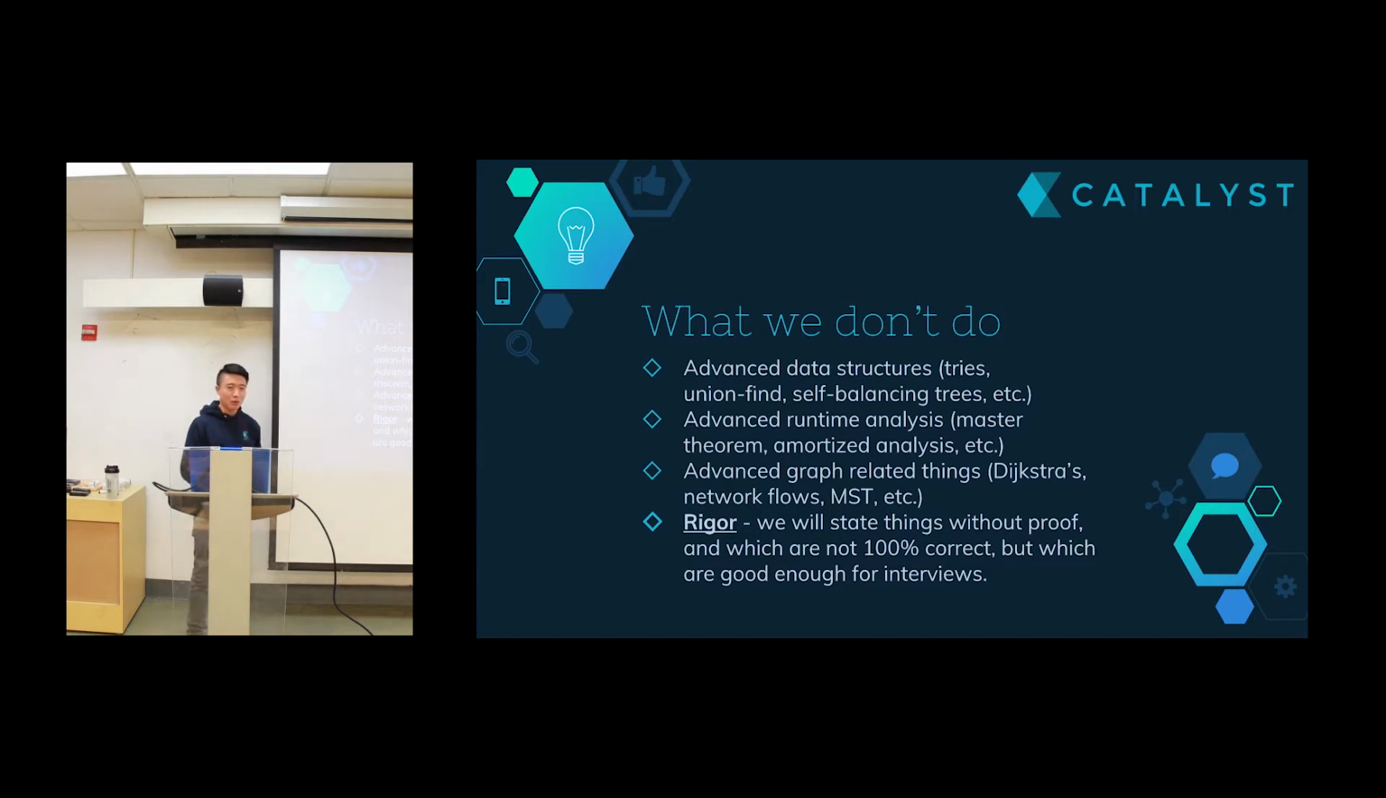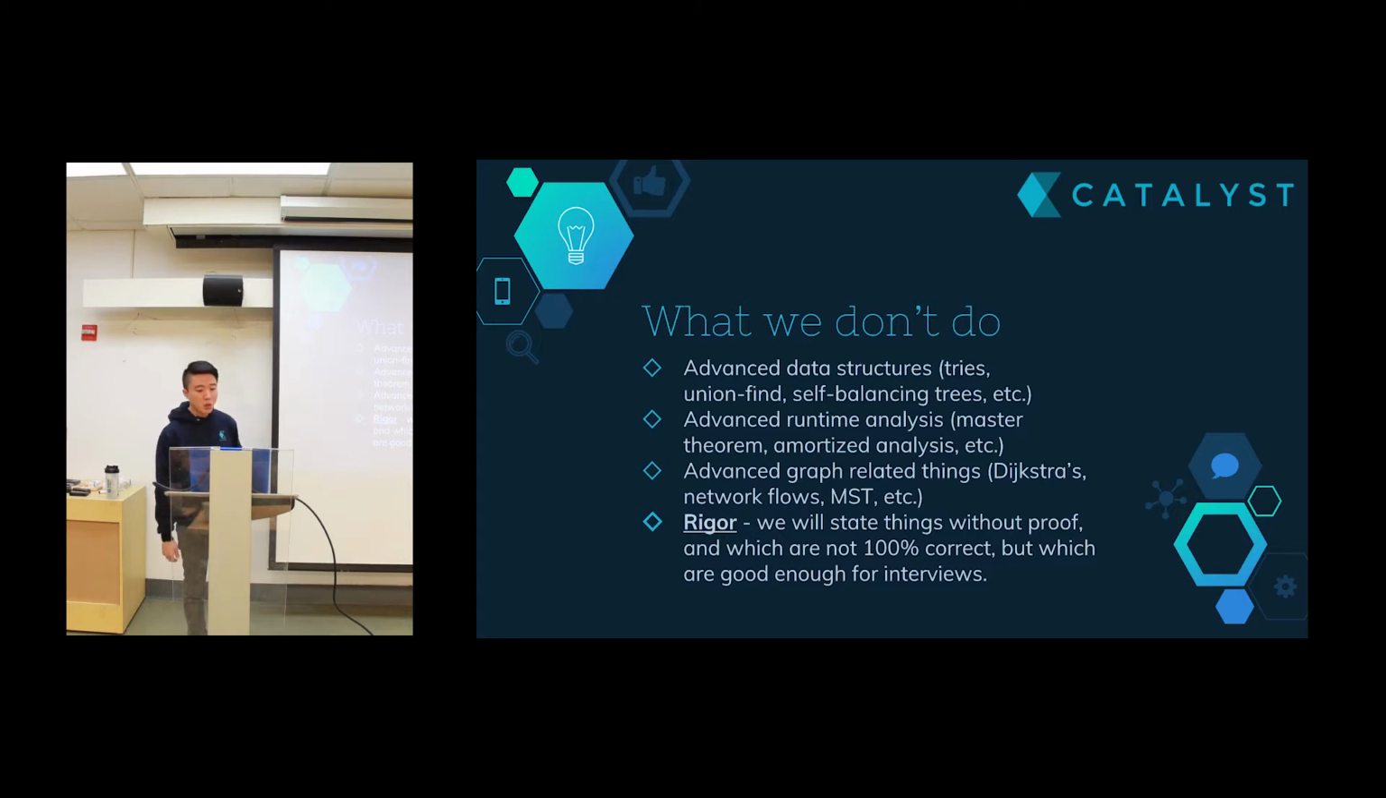So a couple of things about what we don't do, right? There's only so much that you can cover when you meet once a week for 2 hours, and that's why we don't cover a lot of stuff that actually is in 201, and we also don't cover most of the stuff that's in 330. So we don't cover advanced data structures. Y'all might have heard of this from 201, like tries, union finds, self-balancing trees, like the red-black trees or AVLs or whatnot, mainly because you don't see them that often in interviews.